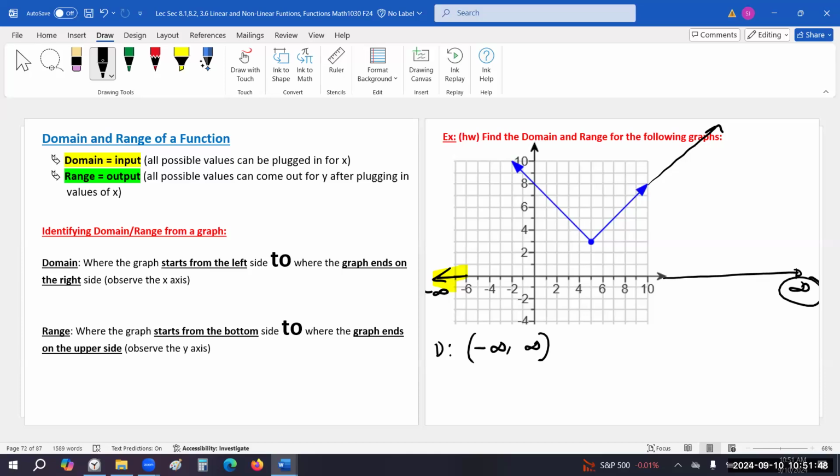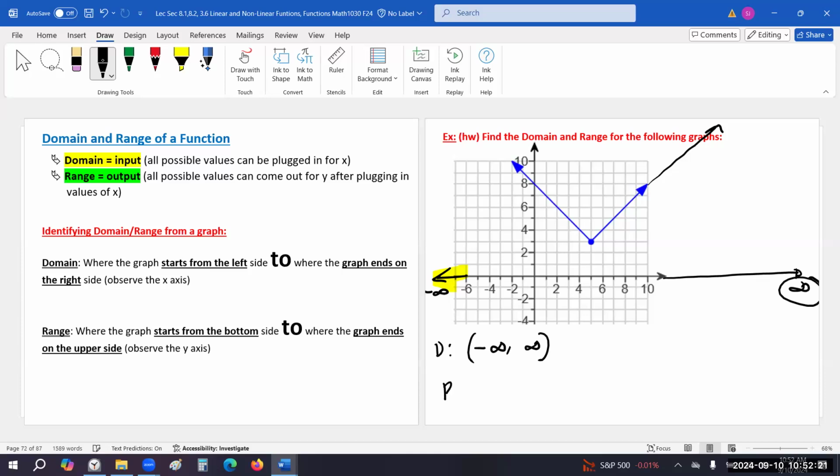For example, if I say, what is the y value for x equals 5? Well, x equals 5 is here. The y value, we do have it, it's 3. If I say, what about x equals 10? X is 10 here. You see, we have the y value here. So it doesn't matter what x value we look for in our function, we always have some valid y value.